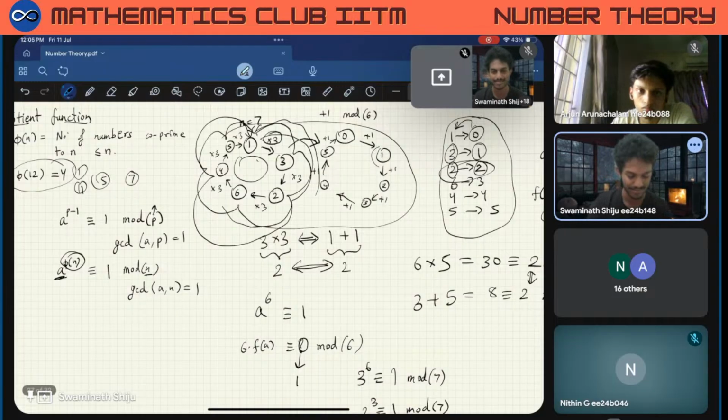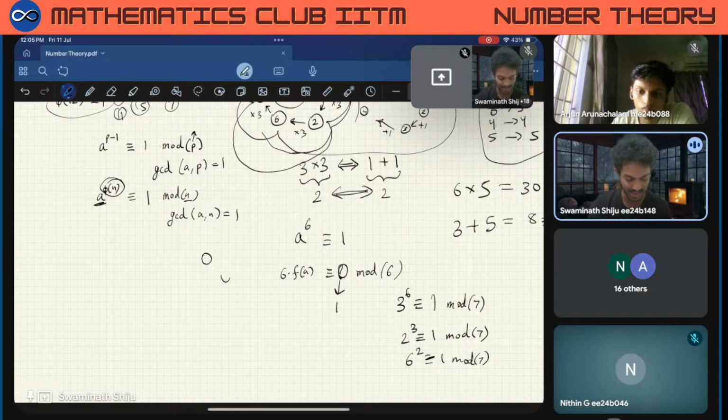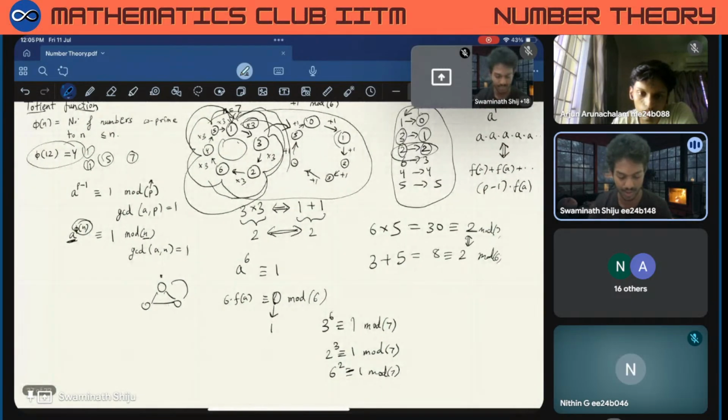Yeah, that's obvious, right? Here, if I move 9 times, I'll obviously reach back here. Like I'm going around 3 times, I'm reaching back in my original place. That's basically what is happening when you're doing Fermat's little theorem.